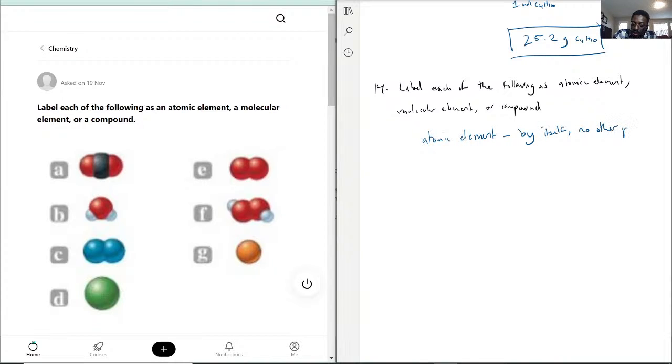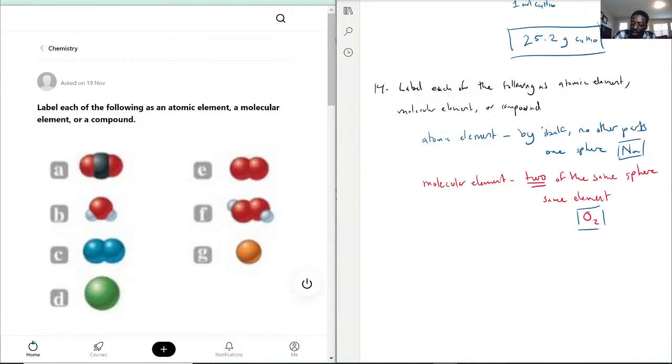No other parts, one, I guess, sphere. That is an atomic element. A molecular element, so it still has that element in its name, is two of the same sphere. Okay, so same color, same element. An example of that would be like O2 as an example of a molecular element. An example of atomic element is like sodium, Na. Okay, that's an example of atomic element. This is an example of a molecular element.